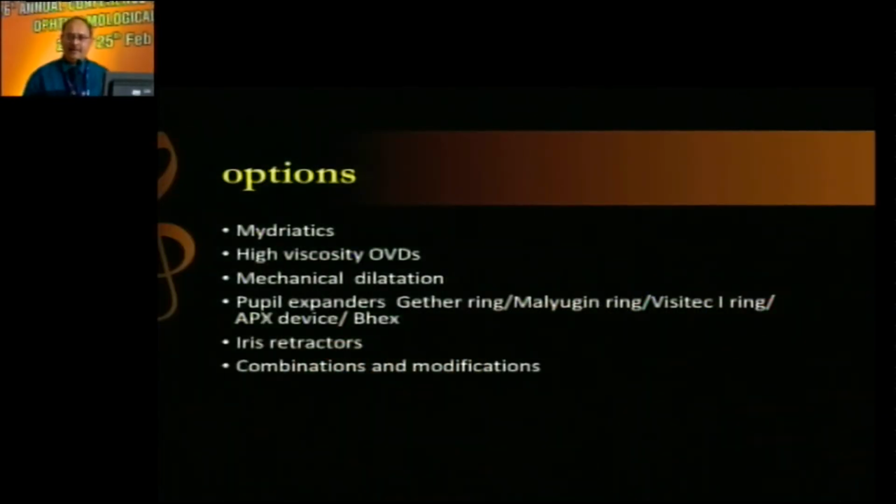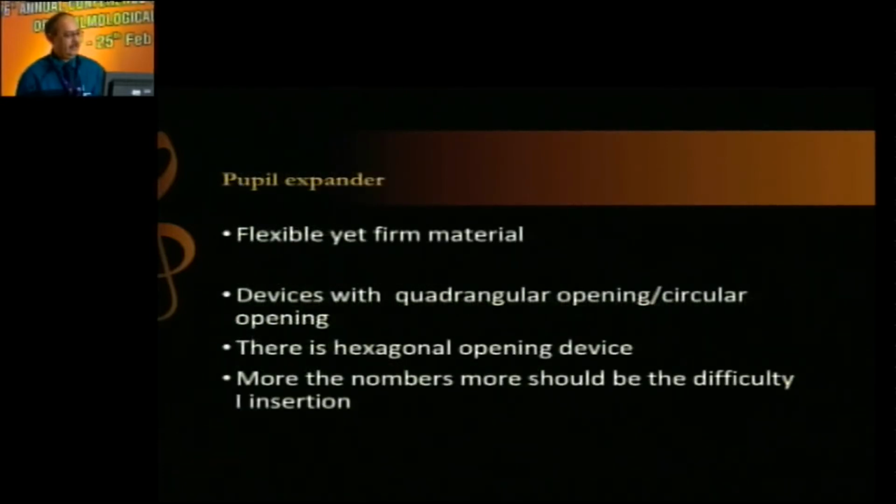There seems to be a common consensus internationally over the steps by which you should try to address the problem of this small pupil. The options are mydriatics, high viscosity OVDs, mechanical dilatation, pupil expanders, iris retractors, or combinations. Pupil expanders are a full chapter now, and so much variety is available. We are going to see them one by one. Naturally, it's very difficult to enumerate all of them, but I have tried to cover some of them.